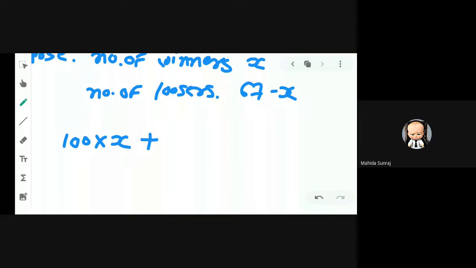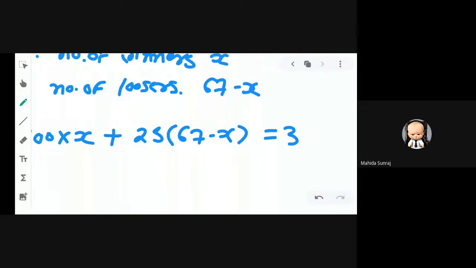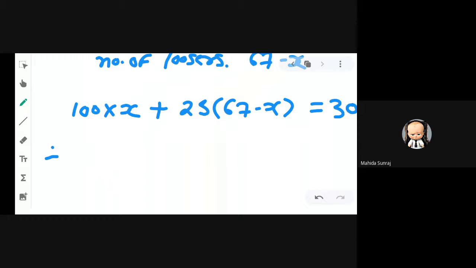25 rupees to those students who are just participants, but they are losers. So we get 25 rupees. So it means 25 into the remaining students, 67 minus X. And we get total prize money of 3,000 rupees. Now we have to solve this equation, nothing else. So 100 into X, 100X plus 25 into 67.